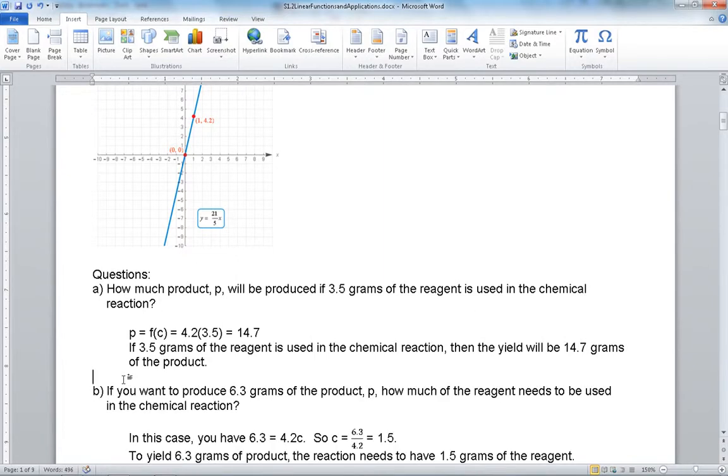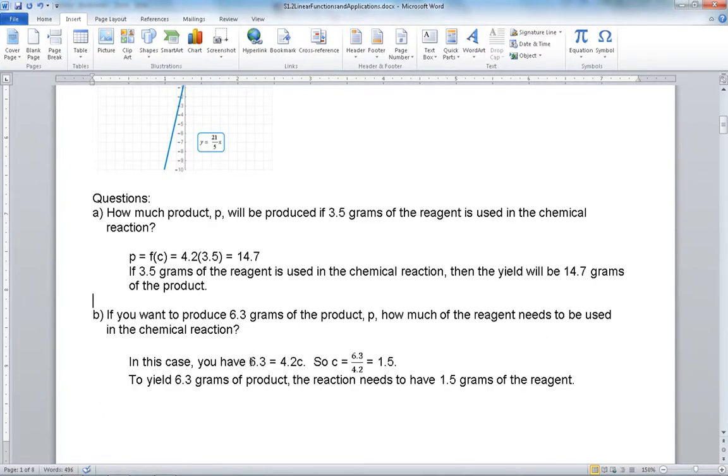Now another question we can ask is if I want to produce 6.3 grams of the product. So if I want the final answer or the P amount to be 6.3 grams, how much of the reagent do I need to put into the chemical reaction? So in this case, we have to solve the equation 6.3 equals 4.2 times C. So we divide both sides by 4.2 and we get that C needs to be 1.5. So to yield 6.3 grams of the product, the reaction needs to have 1.5 grams of the reagent put into the chemical reaction.